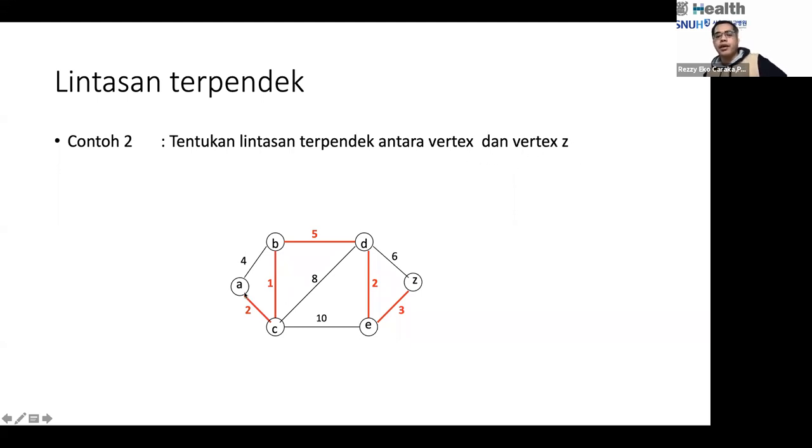So for example, we have another example. A and D is 4, B and D is 5, so D and C is closer to the 8. B and C is 1, A and C is 2, C and E is 10, E and Z is 3, E and D is 2, and D to Z is 6.